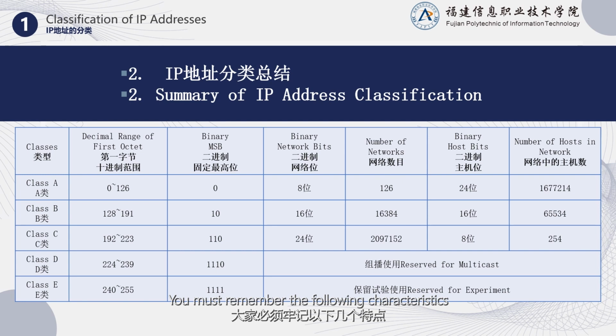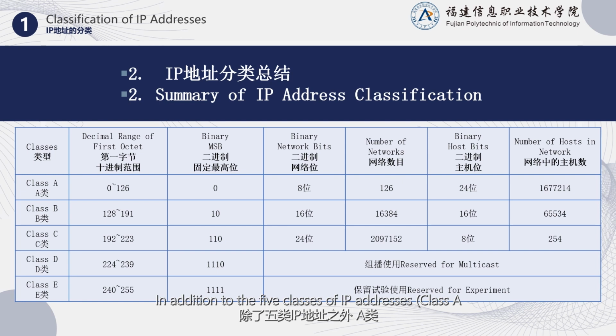You must remember the following characteristics. Decimal range of the first byte. Fixed highest bit in binary. Number of binary bits for the network portion. Number of networks. Number of binary bits for the host portion. Number of hosts in each network.